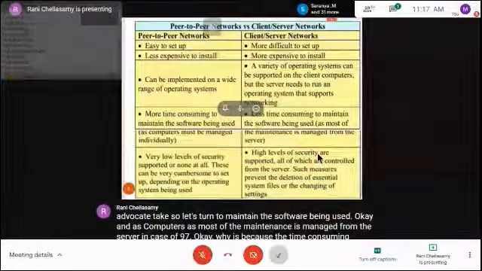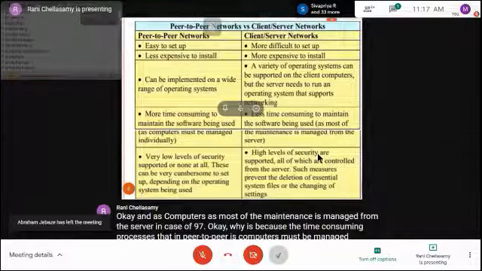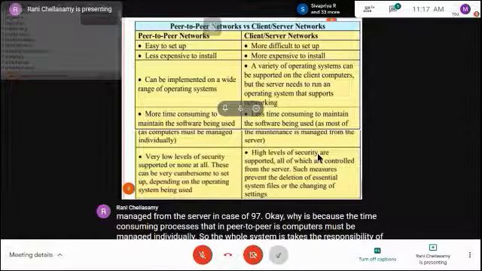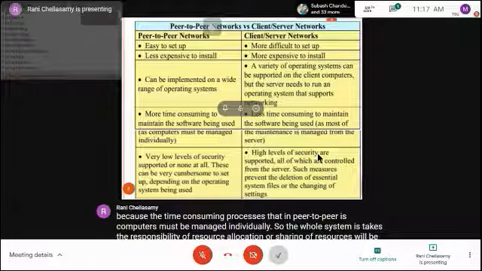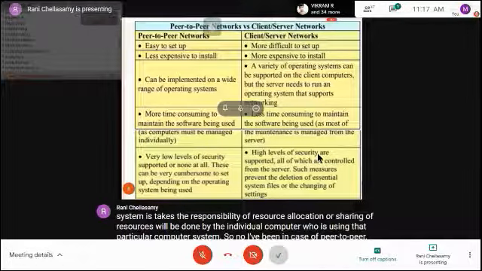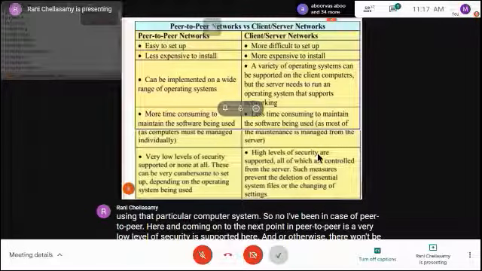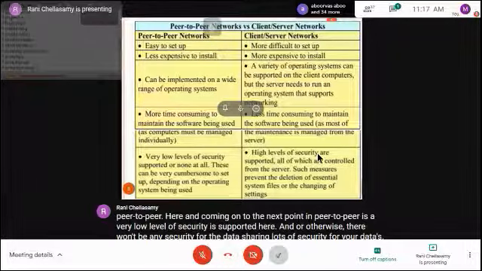The responsibility for resource allocation and sharing of resources is handled by the individual using that particular computer, so there is no admin in peer-to-peer. Coming to the next point, a very low level of security is supported in peer-to-peer, or otherwise there won't be any security for data sharing. This becomes the problem in using the peer-to-peer network, and it also depends on the operating system being used.